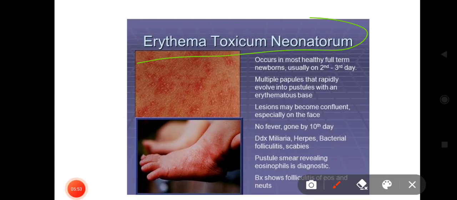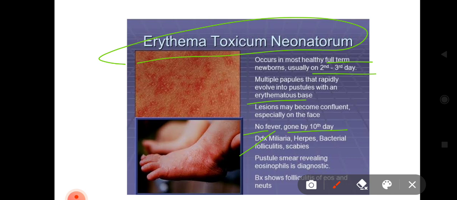Now erythema toxicum neonatorum: it occurs in most healthy full-term newborns, usually on the second and third day. Multiple papules that rapidly evolve into pustules with an erythematous base. Lesions may become confluent, especially on the face. No fever, gone by the 10th day. It can last even longer, up to 3 weeks also. And the differential diagnosis is malaria, herpes, bacterial folliculitis or scabies.